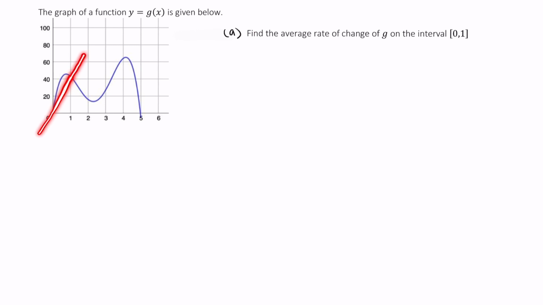So if you notice, this is a secant line connecting those points. We want to know, well, what is the slope of this line? So to do so, remember, the average rate of change is the change in outputs over the change in inputs. So the change in g over the change in x. So g of 1 minus g of 0 over 1 minus 0.